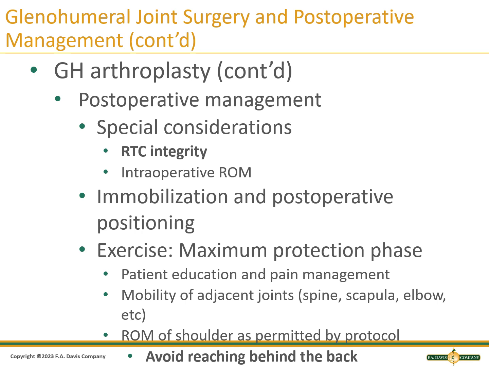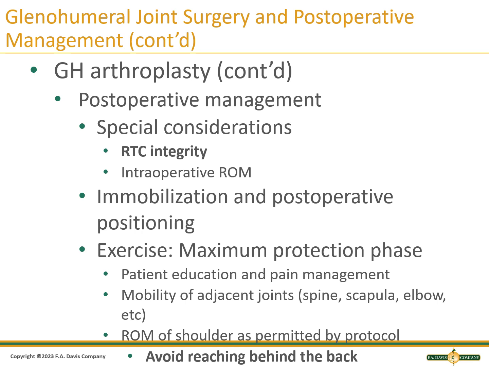Looking at post-operative management, special considerations, we need to think about the rotator cuff integrity. It is very important to remember that our goals and expected outcomes for rehabbing a total shoulder patient are going to depend on the integrity of the rotator cuff. If there is not an intact rotator cuff or there has been damage to the rotator cuff, then they're going to need a slower rate of progression and probably lower level goals. We also need to know what their intraoperative range of motion was, because that's going to indicate what their potential range of motion is going to be outside of surgery.